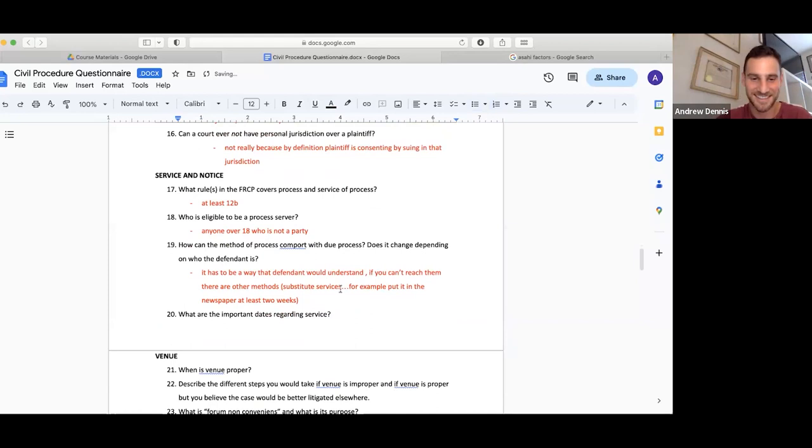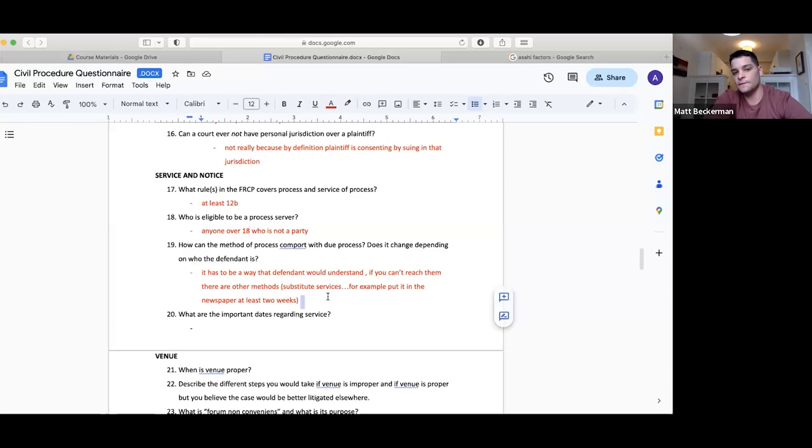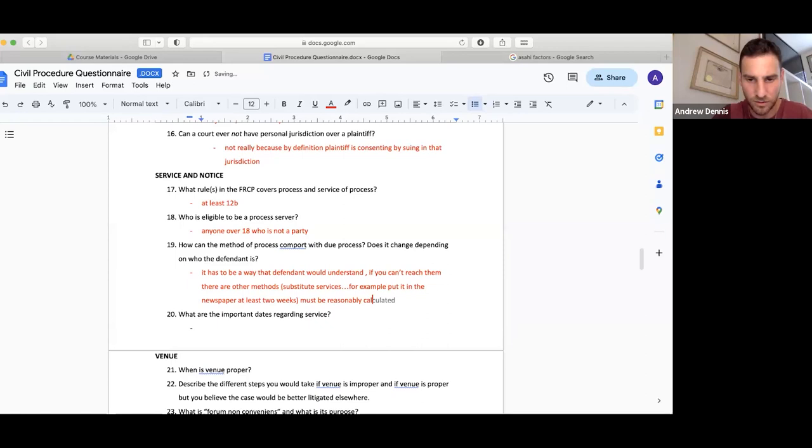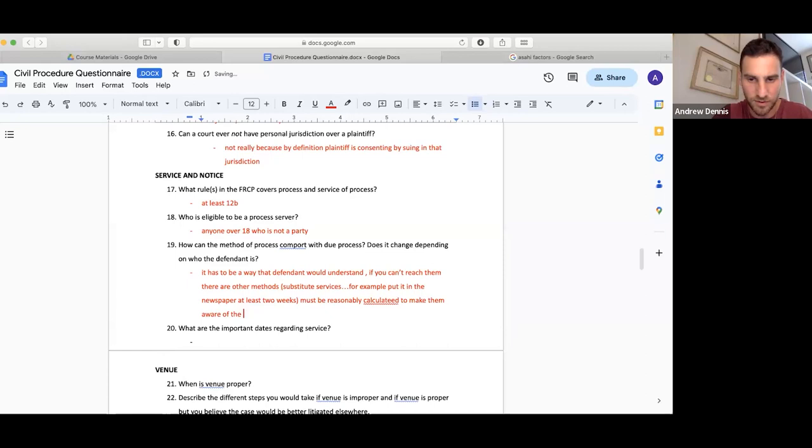What are the requirements regarding service? It has to be reasonably calculated to make the parties aware of the action and give them enough opportunity and time to object, is the exact language. Reasonably calculated to make them aware of the action, what the action is, and to give them time to object, an opportunity.